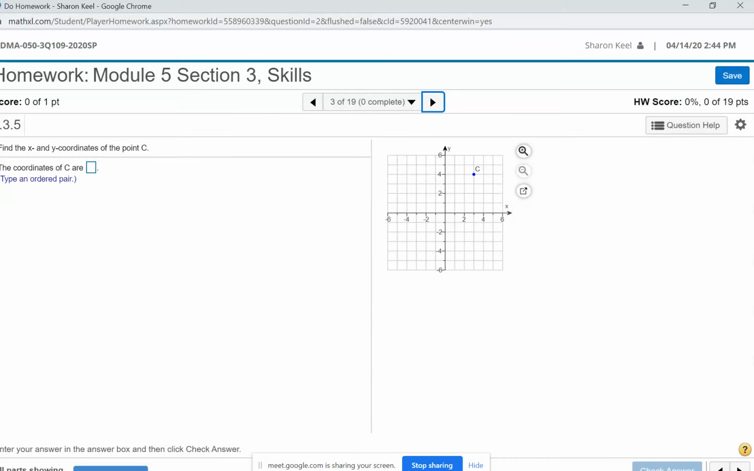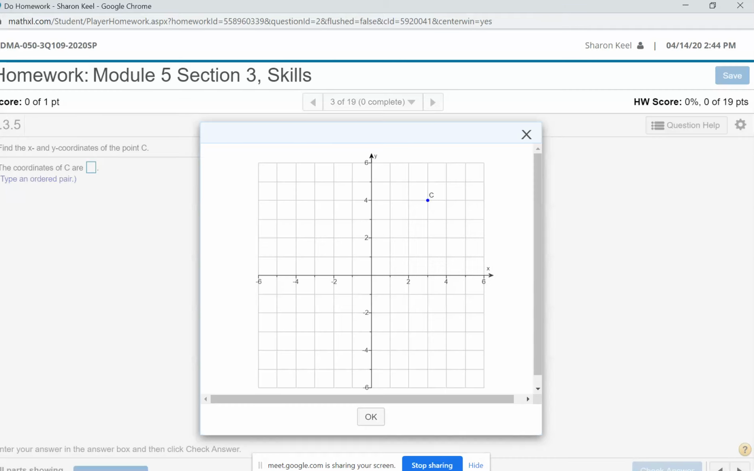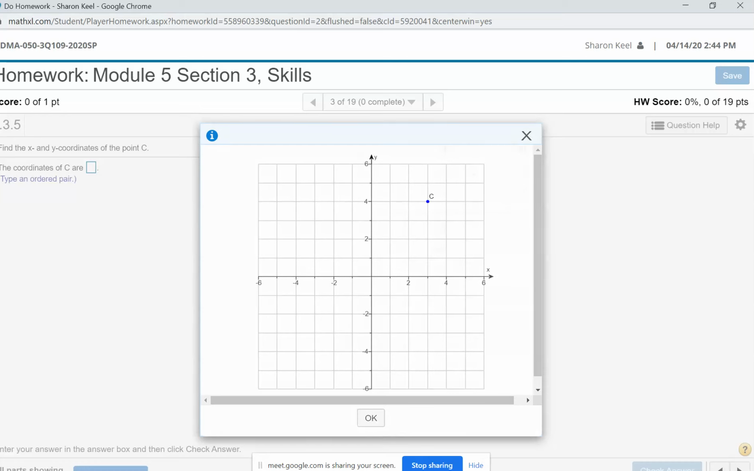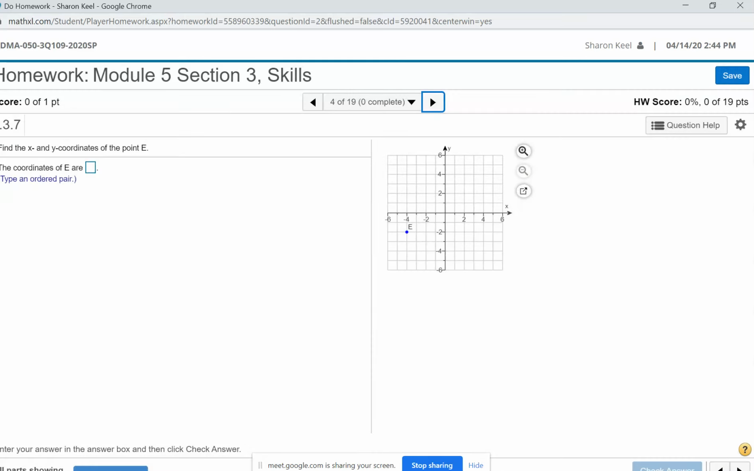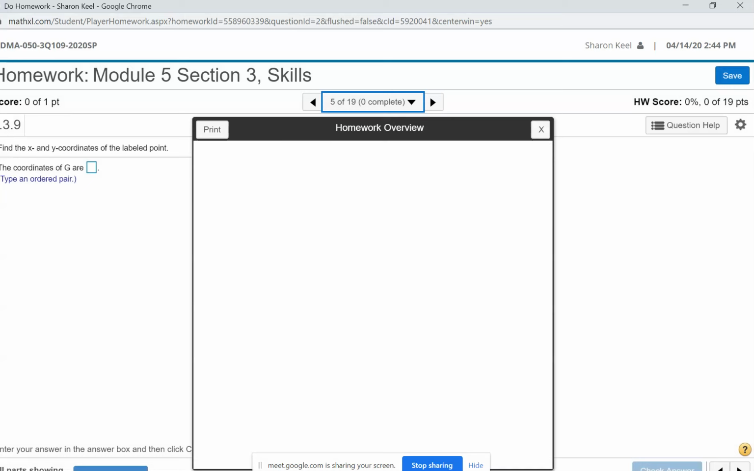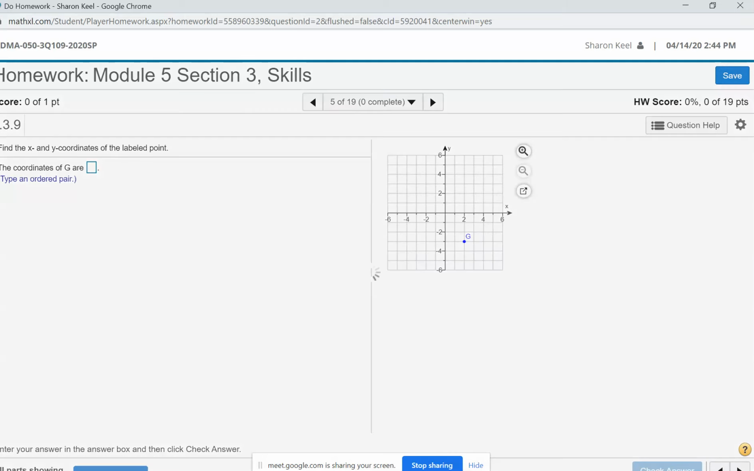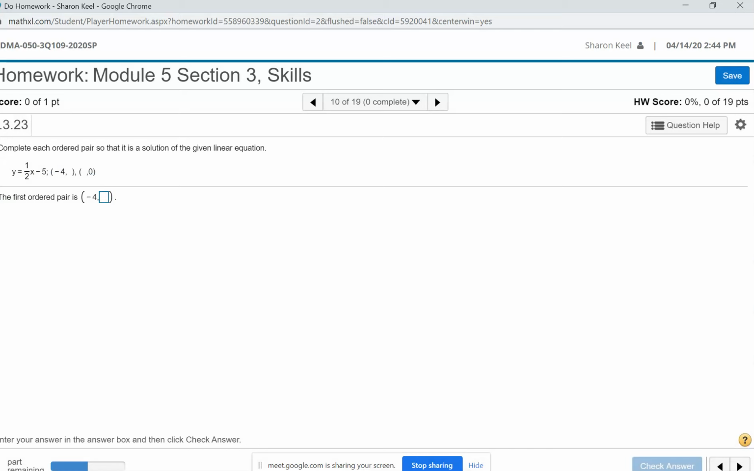Let me find one where they want me, and this is asking for the ordered pair. For C, I would go right. Let me make it bigger here. So if I'm identifying this, I would go right 1, 2, 3. So it would be 3, and then up 1, 2, 3, 4. So (3, 4) would be the ordered pair, and you always have to put the ordered pair in parentheses. Okay, let me jump out several problems. I want to find one where they're making you graph it so you can see how to manipulate that.